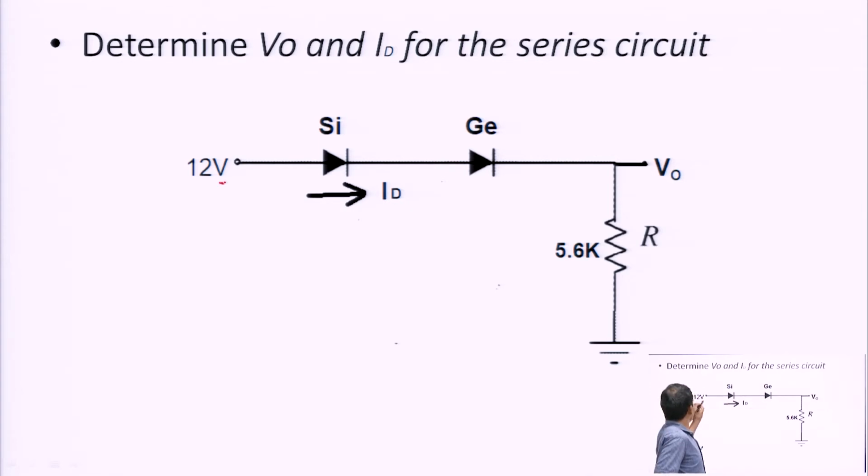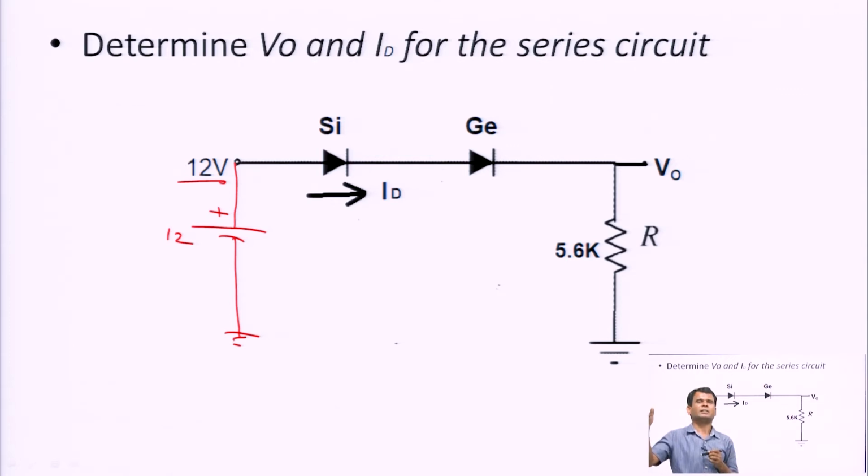Now, suppose the applied voltage is 12 volt. What is the meaning of 12 volt? 12 volt means the positive plate of the battery is here and the negative plate of the battery is at ground. In any circuit, if plus V is written, this means the positive plate of the V battery is there and the negative plate is at the reference, that is ground. If there is minus V, this means the negative plate of the battery is there and the positive plate is at ground. So, this is the understanding of voltage or potential at any point.